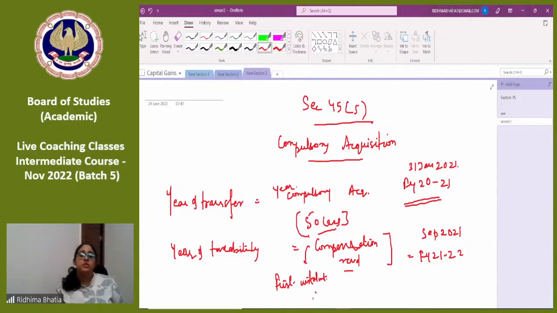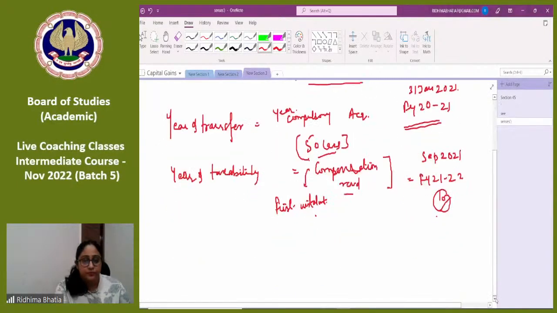When the first installment of compensation is received, even if a minute amount is received, in that year the taxability happens. So out of 50 lakhs in September 2021, even if I have received only 10 lakhs, I will offer it to tax in full. That means my full value of consideration would be 50 lakhs, which is my compensation amount.